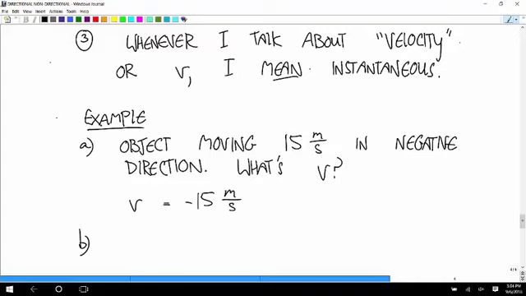And then say that an object has a velocity of negative 30 meters per second. What's the speed?